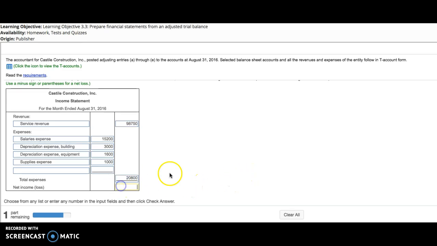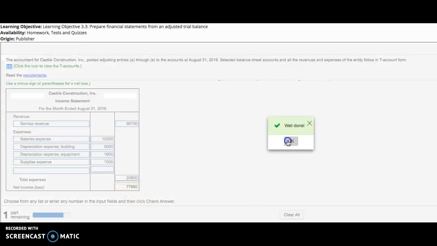And then the net income, we're dealing with these two numbers, 98,750, less our expenses for the accounting period of 20,800, leaves us with $77,950. So that is going to be the net income that we get. Let's check our answer. We got it correct.